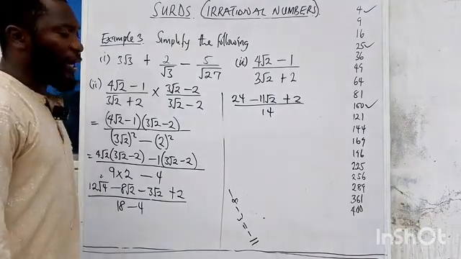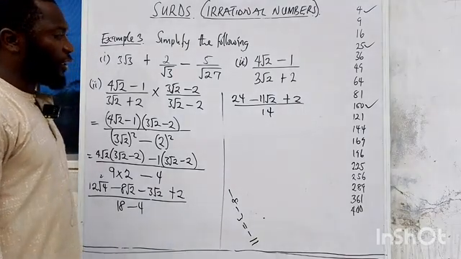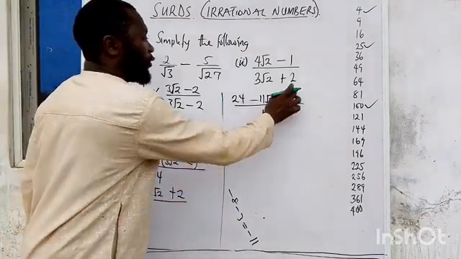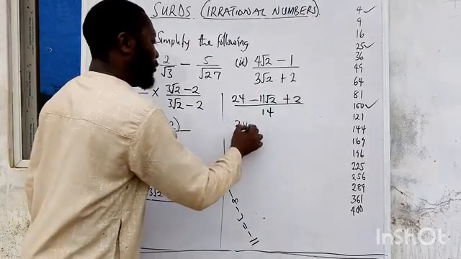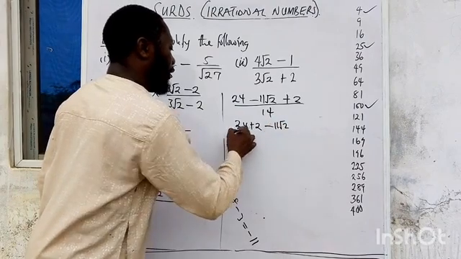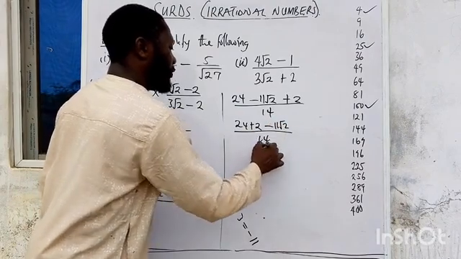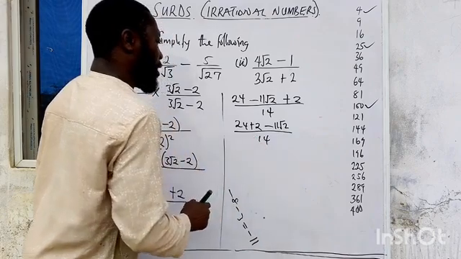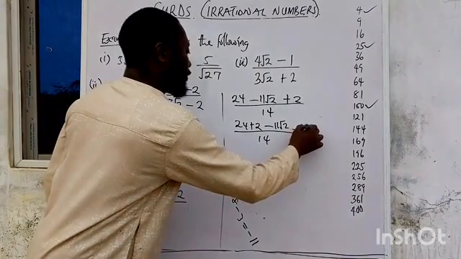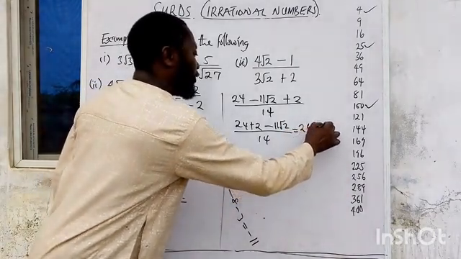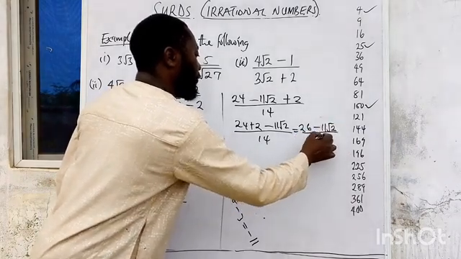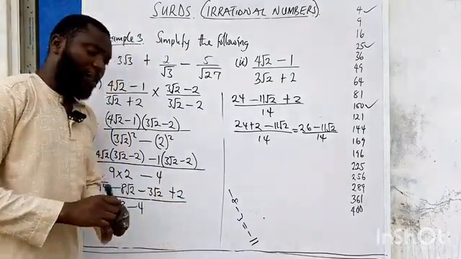Now, we can also add the similar numbers together again. You know, collect the like terms. This is just 24 plus 2, 24 plus 2 minus 11 root 2. Everything over 14. And this equals 26 minus 11 root 2, everything divided by 14. And that's your final result.